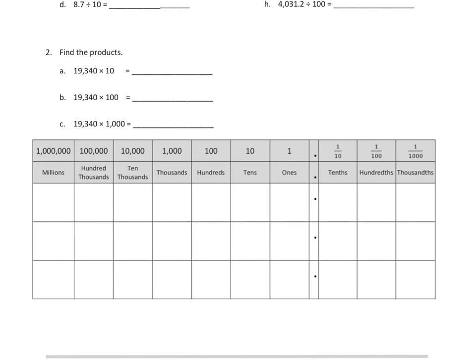where we're going to take the same number, 19,340, and we're going to multiply it by 10, 100, and by 1,000. And we're going to look for patterns when we do our products. Products are the answer to a multiplication problem. So put 19,340 on your place value chart.